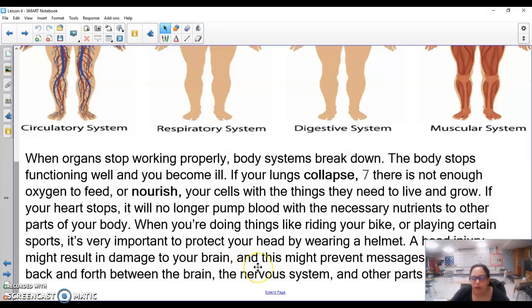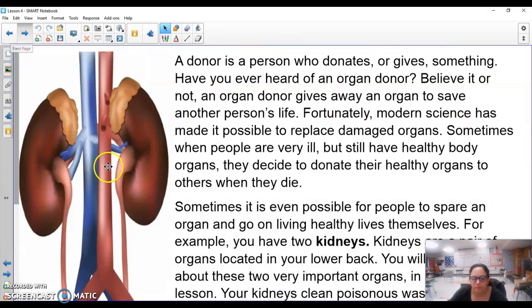If your lungs collapse, there is not enough oxygen to feed or nourish your cells with the things they need to live and grow. If your heart stops, it will no longer pump blood with the necessary nutrients to other parts of the body. When you're doing things like riding your bike or playing certain sports, it's very important to protect your head by wearing a helmet. A head injury might result in damage to your brain, and this might prevent messages from going back and forth between the brain, the nervous system, and other parts of your body.